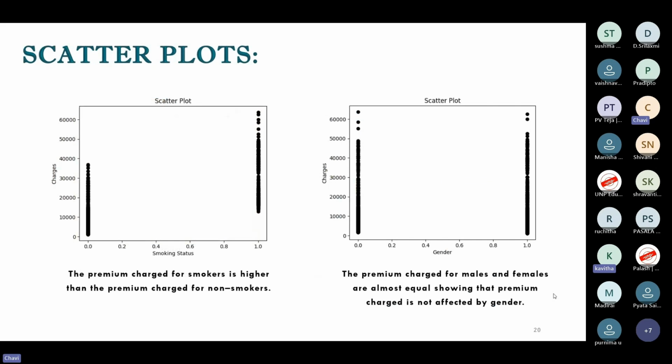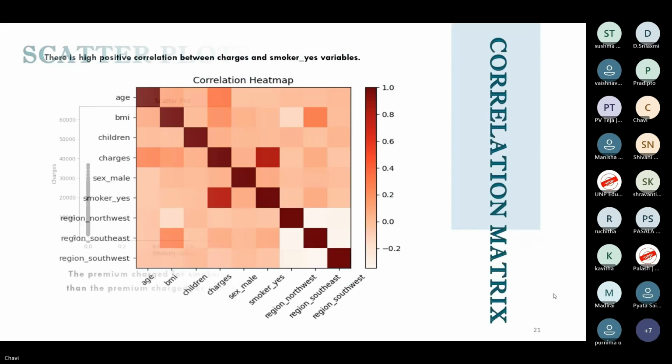Next, scatter plots. The first scatter plot shows the relation between smoking status and charges. The premium charged for smokers is higher than the premium charged for non-smokers. The second scatter plot shows the relation between gender and charges. The premium charged for males and females is almost equal, showing that the premium charged is not affected by gender, that is unbiased.